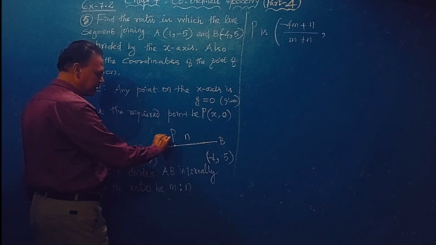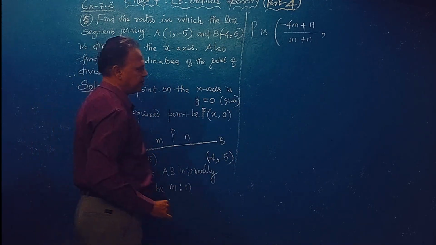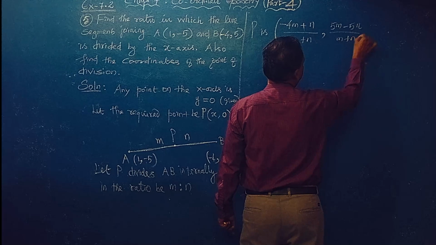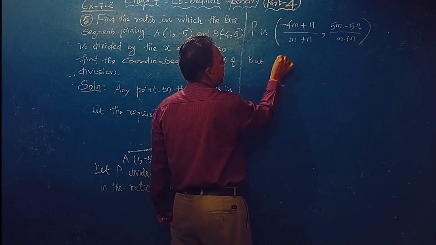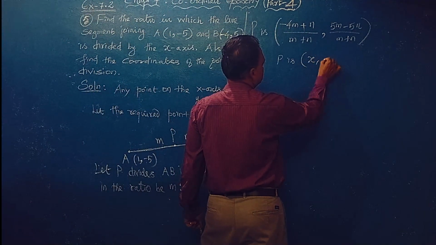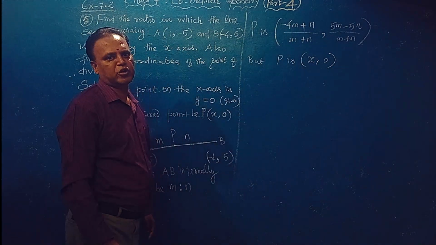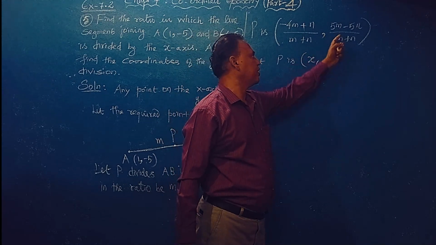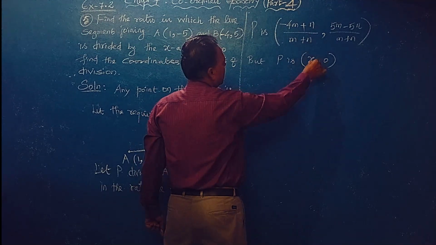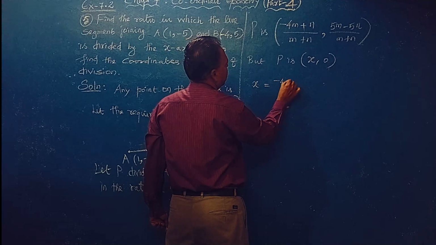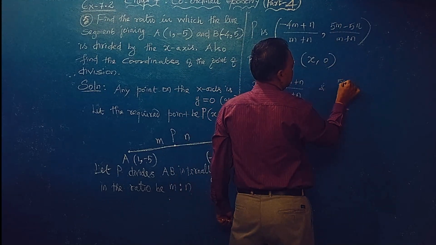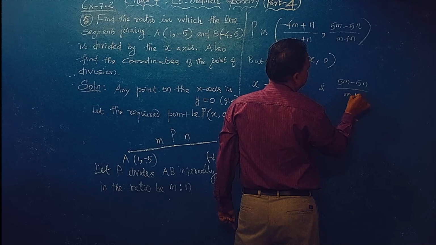Next, the y coordinate, you cross multiply: (5m - 5n) by (m + n). But P is also (x, 0), we know that. Therefore, both the points are equal. Equal means you can equate the coordinates. Therefore, x is equal to (-4m + n) by (m + n), and for the y coordinate, (5m - 5n) by (m + n) equal to 0.